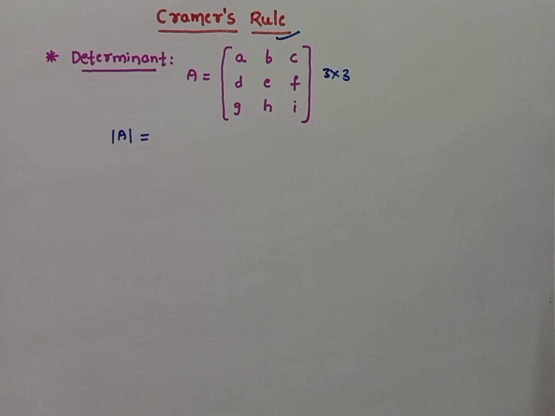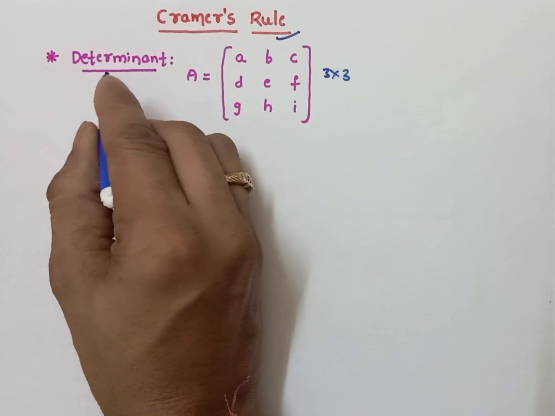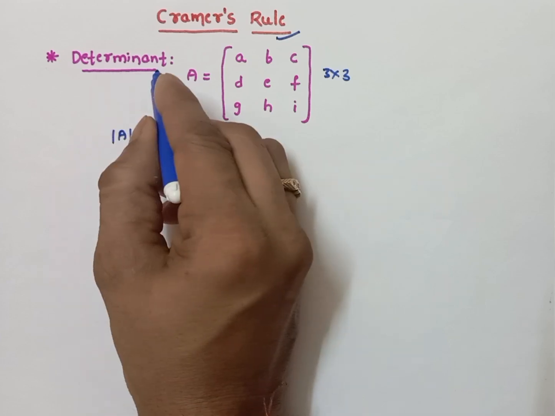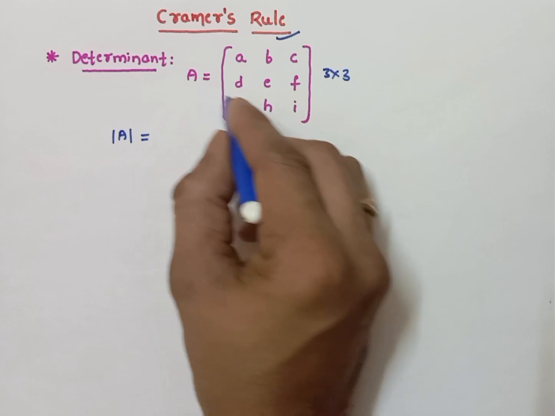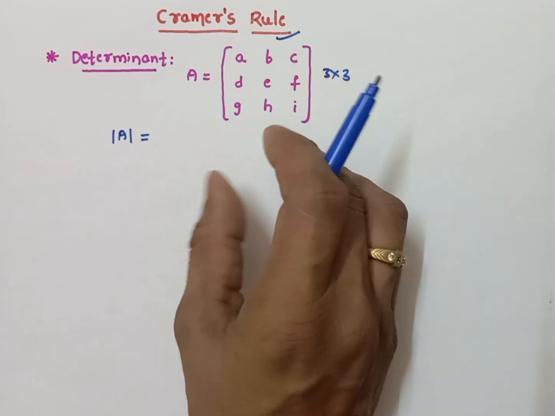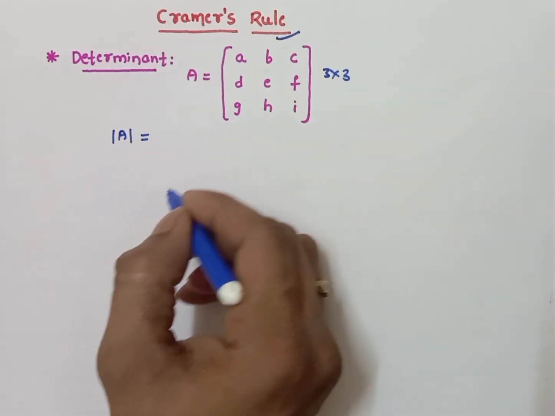Hello everyone. In this video, we'll discuss Cramer's rule. Before going to Cramer's rule, we should know how to find a determinant, because Cramer's rule is based on determinants only. Suppose I have taken a 3 by 3 matrix generally, and let's see how to find its determinant. We'll denote it by modulus of A.